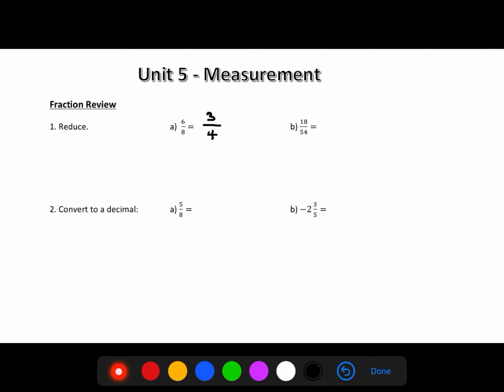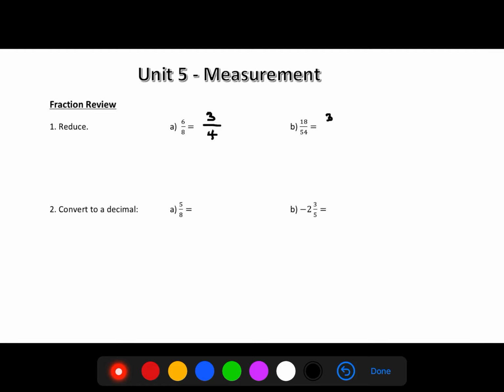For 18/54, we've got some fairly bigger numbers here. So we may have to do it in increments. If we don't notice right away that 18 and 54 can both be divided by 18, then we can take a look at, well, we know 18 can be divided by 3 or 6, and 54 can as well. So let's take a look.